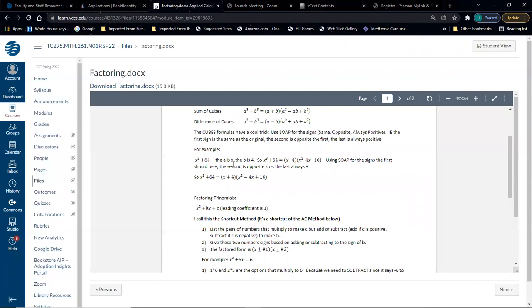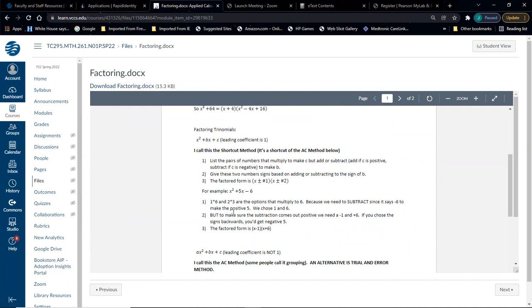Then an example using one or two of those. How to factor a trinomial where the leading coefficient's a one. Nice instruction, something I call the shortcut method. And it's a shortcut of the AC method. Some people call the AC method grouping. So instructions, then an example on how that works. And you'll see me do some factoring in class, but again, I'm not going to take hours to teach it.